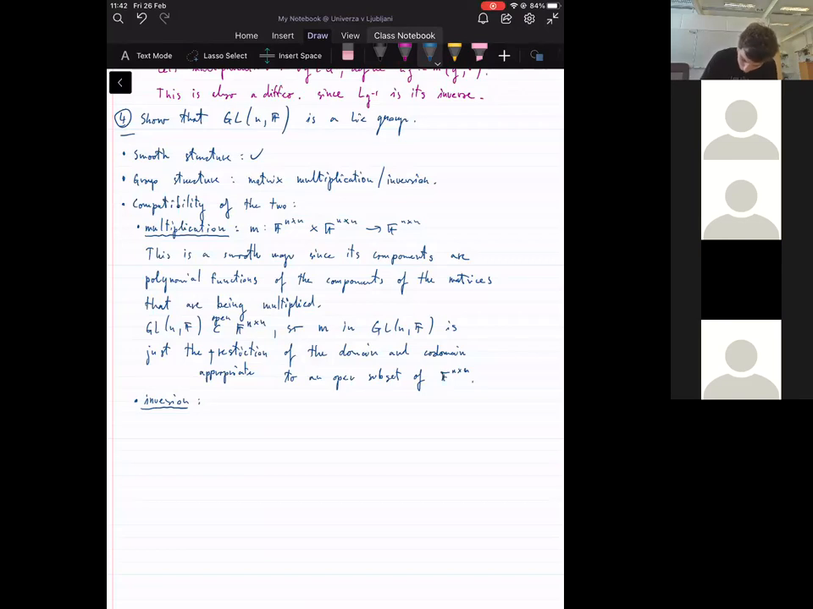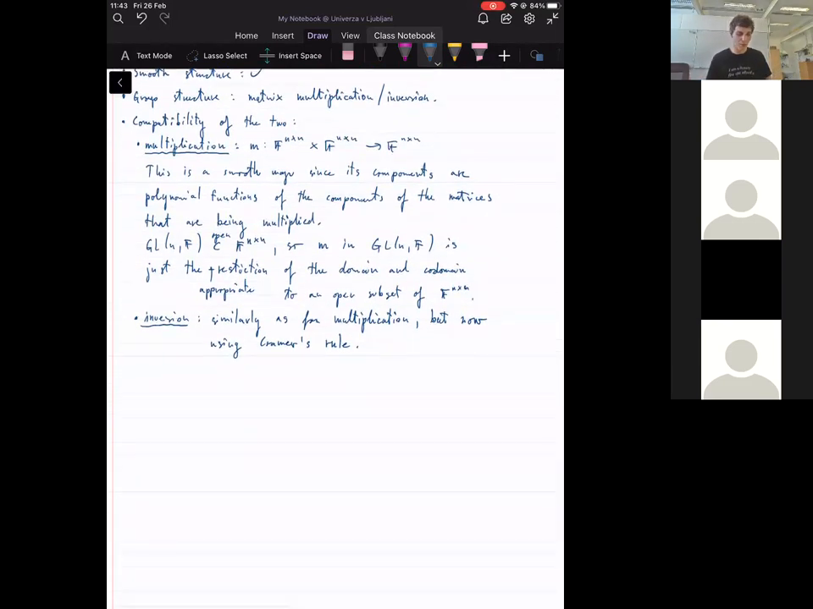I'm just going to write similarly as for multiplication, but now using Cramer's rule. So as Grega said, we get the components of the inverse by dividing by the determinant and also by cofactors of the matrix that is being inverted, right? Okay, so that's more or less the argument.